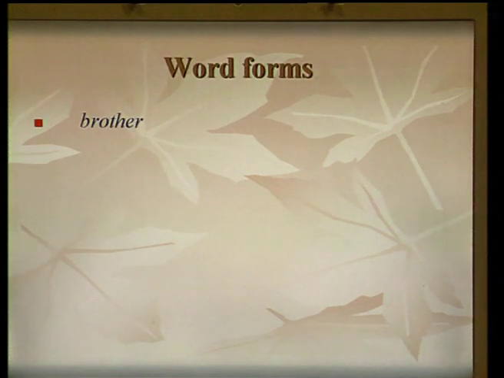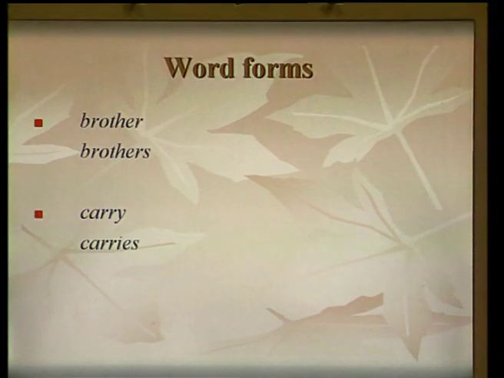Take the word brother. Take the word brothers. Are these items one word or two separate words? While we would agree that brother and brothers are two separate words, we also know that they are also one word.